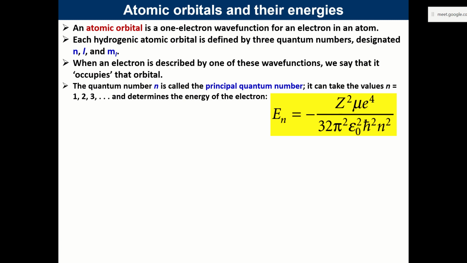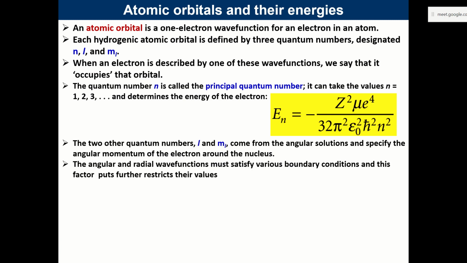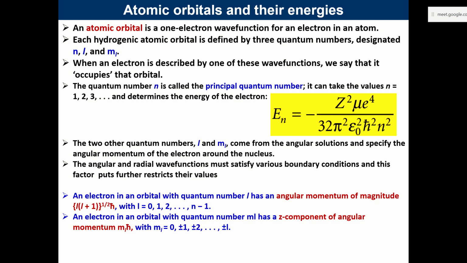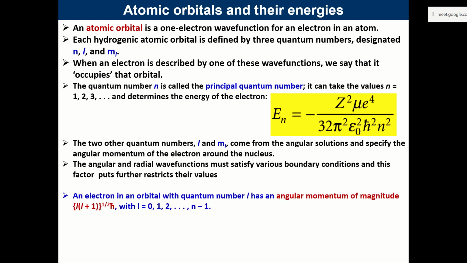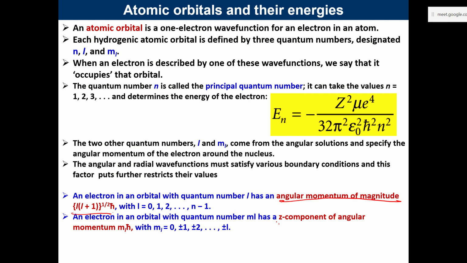We have also already defined what atomic orbitals are, discussed all these points, and energy is given by this factor. I also told you the angular momentum of magnitude root of L into L plus 1, times h cross. Okay, and the z component of the angular momentum is given by ml h cross. So we will be discussing this further.